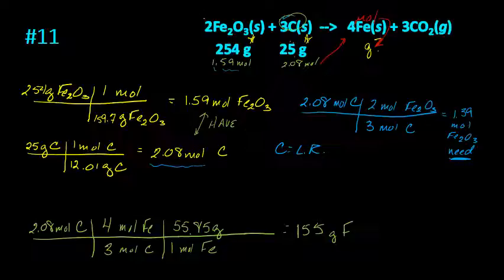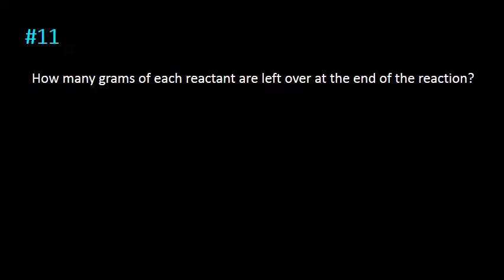Now, if you recall, this 25 should have been 25.0 if you look at your problem. So there's 3 sig figs, and there's 3, and there's 3, and we're done.